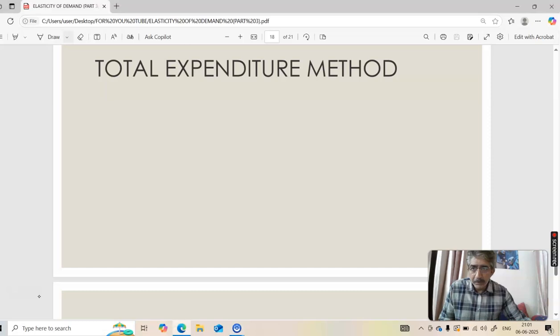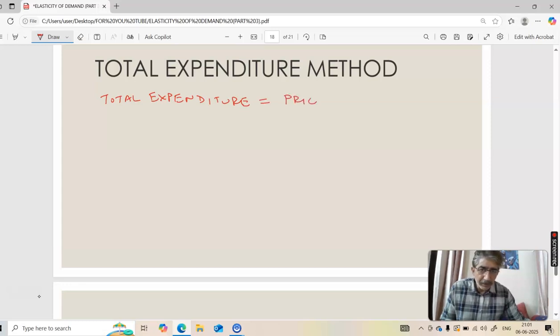So in total expenditure method, basically total expenditure will be equal to what? The price of the commodity, price as in rate per unit, multiplied by the quantity of the product bought. So total expenditure in short we can write as TE, P we can write as P, and quantity as Q. So this is the simple thing, very simple thing.